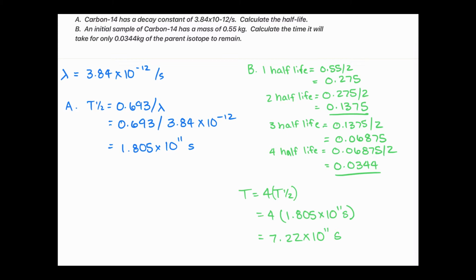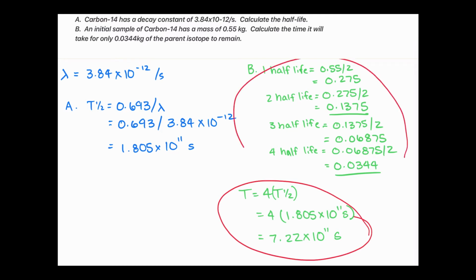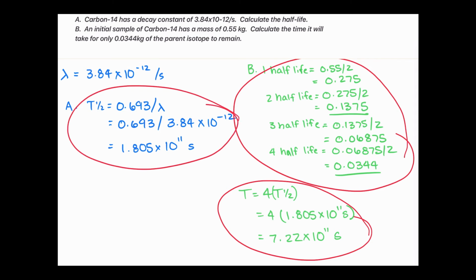So for this one, you will get points for showing your work here, for figuring out the number of half-lives, for showing your work here, for getting the correct answer here, and the correct answer here, and that will be your 5 points for this question.